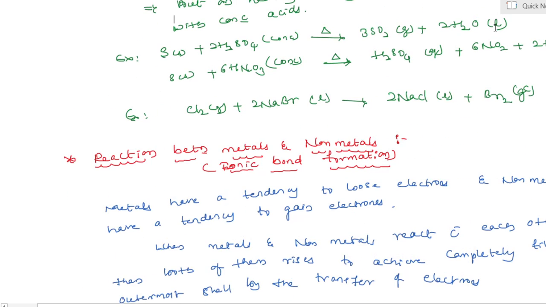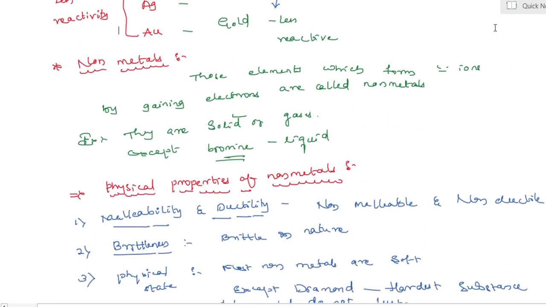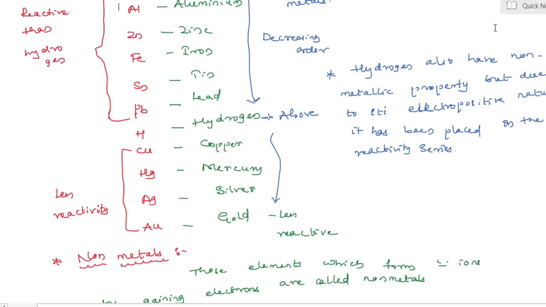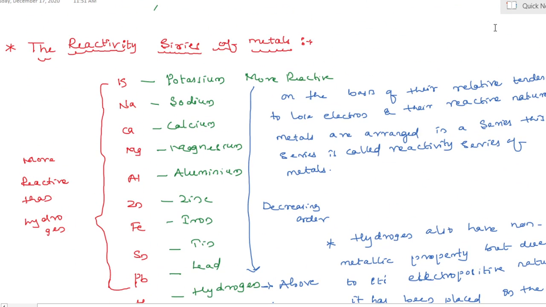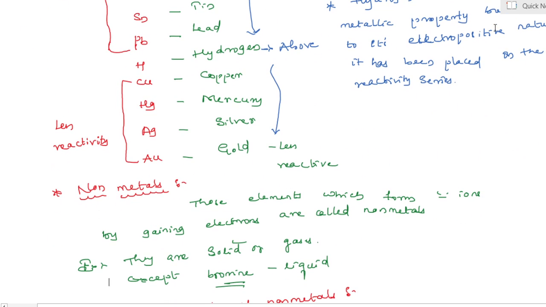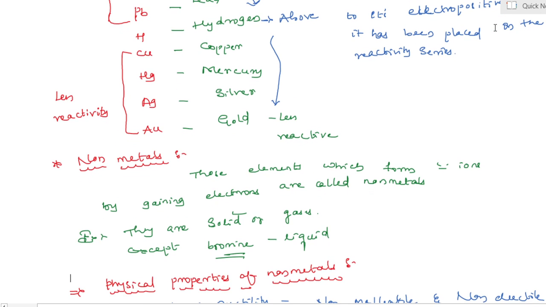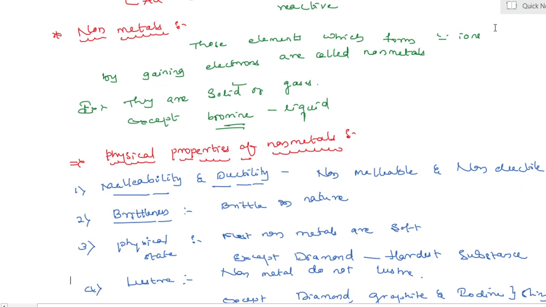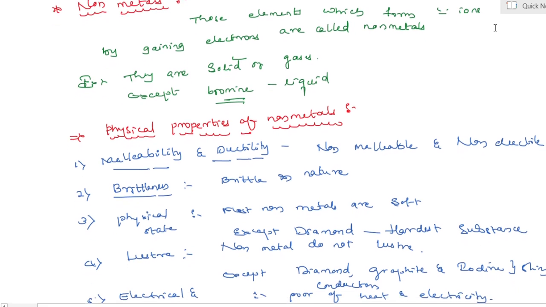In today's class, we all discussed the reactivity series. It means more reactive elements as well as less reactive elements. Above hydrogen, they are termed more reactive elements. Below hydrogen are termed less reactive metals. Afterward, what is a non-metal? The elements which form negative ions by gaining electrons are called non-metals. Non-metals are solids or gases. There is some exception, bromine is present in the liquid state.